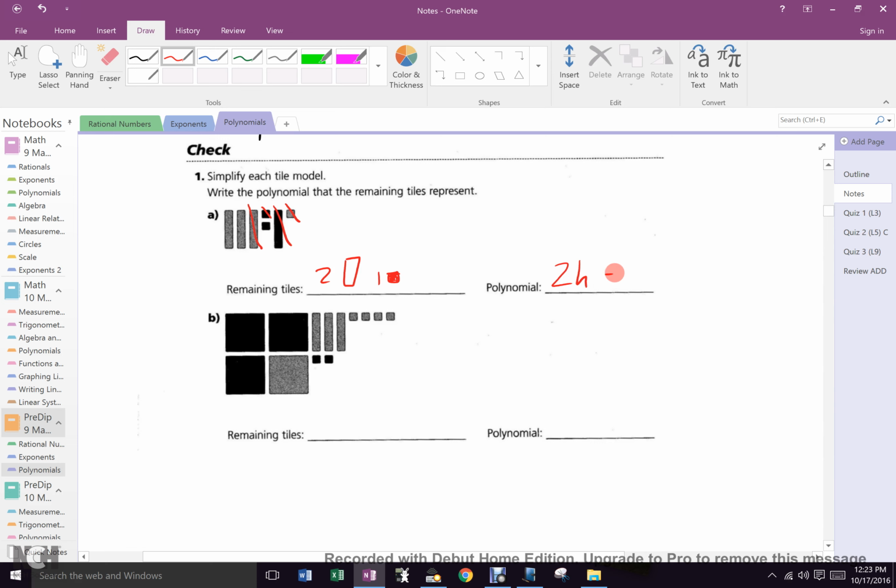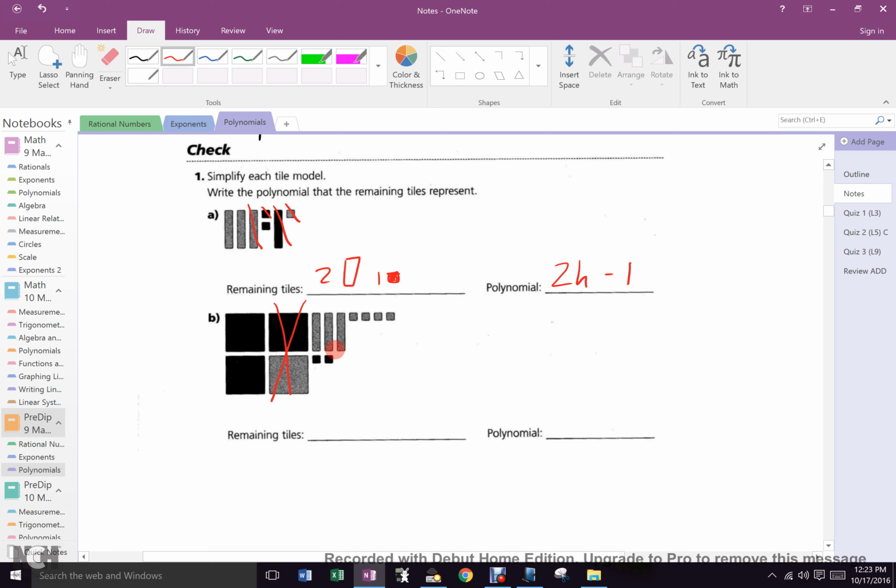2H minus 1. How many people chose H? Nice. How many people chose N? How many lemmings just chose X like you always do? Not me. I chose Q. I chose Q. All right. This one.